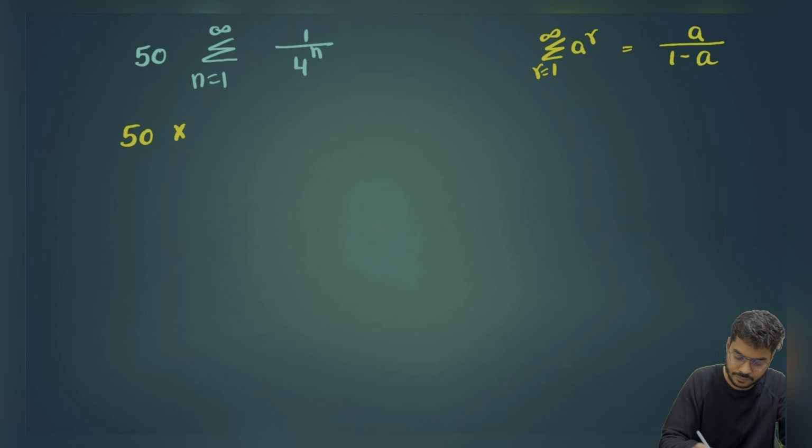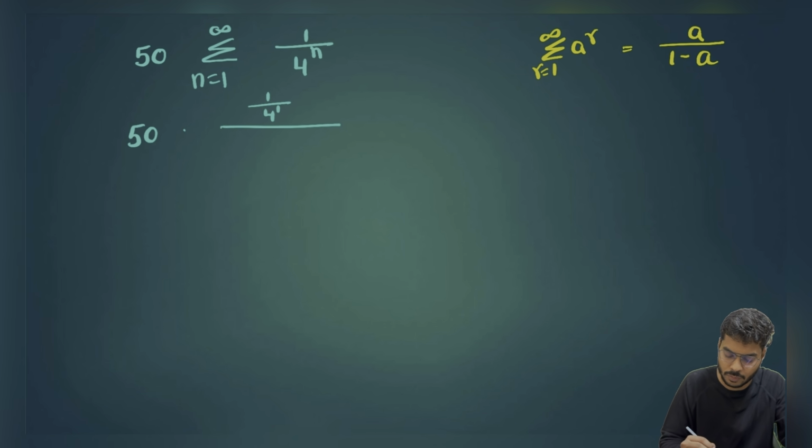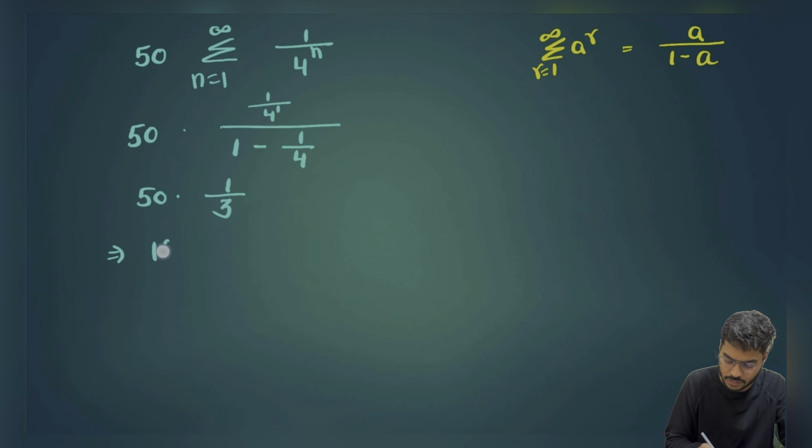50 into, what is the first term? Put n equal to 1. I will get 1 to the power 1 upon 4 to the power 1, over 1 minus 1 by 4. Take the LCM. 50 into 1 by 3. 4 and 4 cancel out after taking the LCM. So the answer is nothing but 16.66, or we can also say 16.67. This is your final answer.